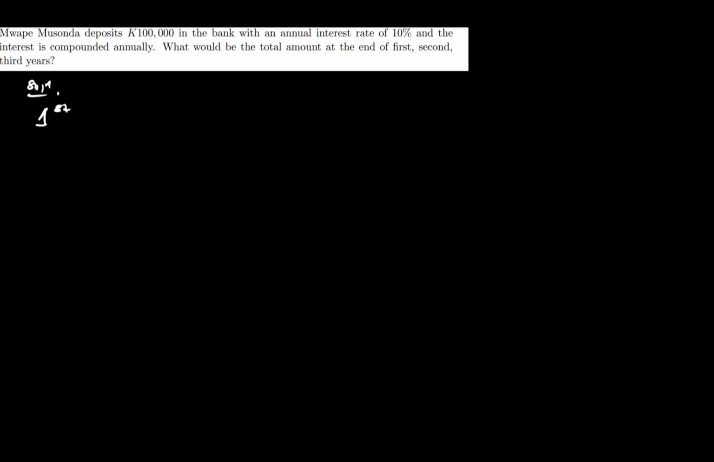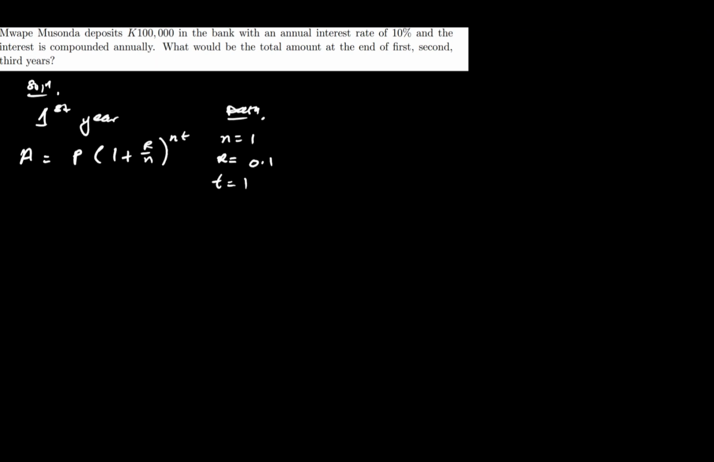Let's see what happens in the first year. In the first year, we're looking for the total amount, which is being compounded. So it's the principal times 1 plus r over n, to the power nt. If we collect some data, we know that n is equal to 1 because it's just annual. The rate is 10%, so 10 divided by 100, that would be 0.1. Then the time period is also within 1 year.